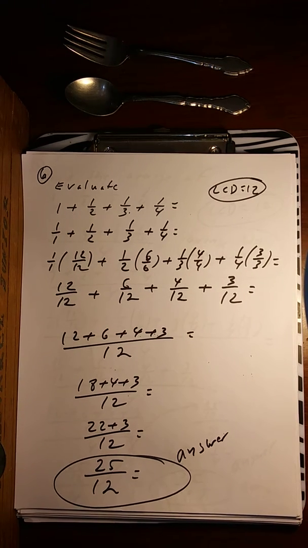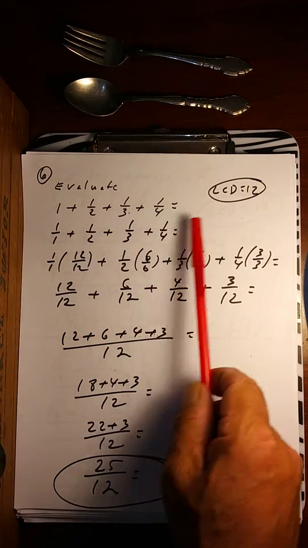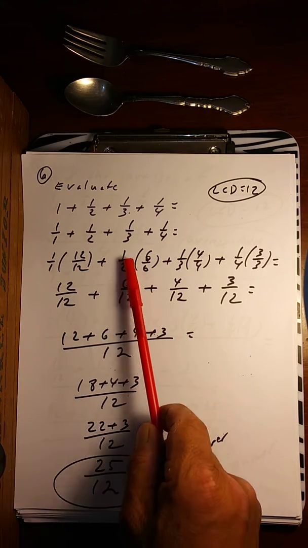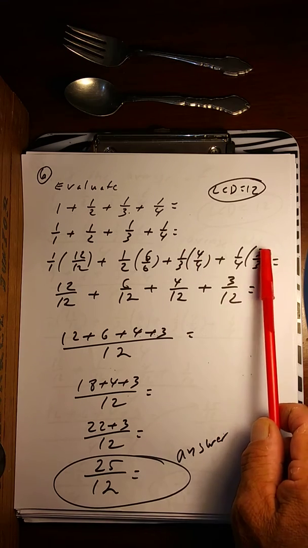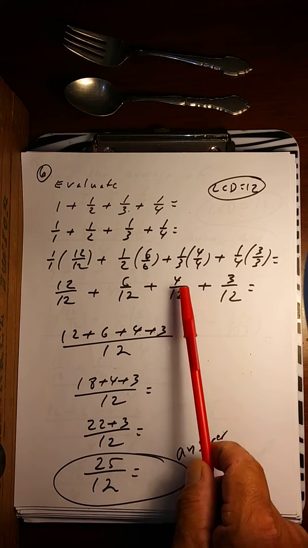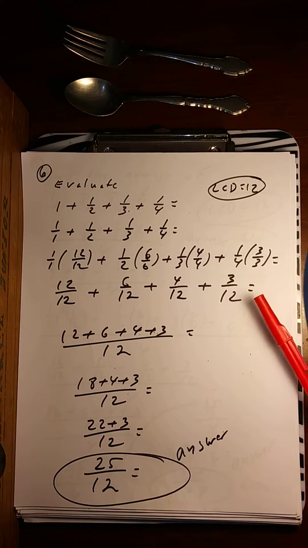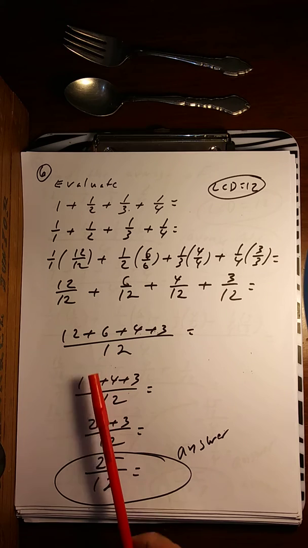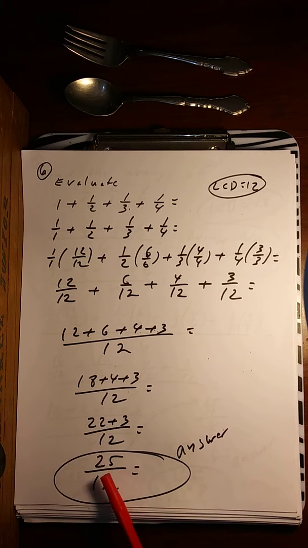Evaluate this. Let's add all these numbers up. All right, the LCD is 12, so they all have to have a 12. They all divide into 12. 1 over 1 multiplied by 12, 12. 1 over 2 multiplied by 6 and 6. 1 over 3 multiplied by 4, 4. And this one by 3, 3. So now 12 over 12, 6 over 12, 4 over 12, and 3 over 12. Now we add all these up: 12 plus 6 is 18, plus 4 is 22, plus 3 is 25. That's going to be 25 over 12.